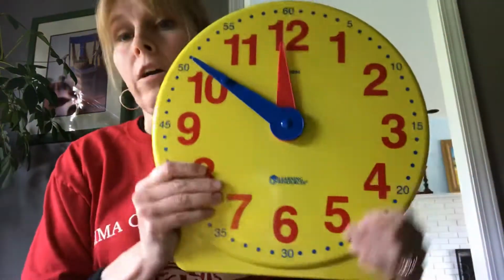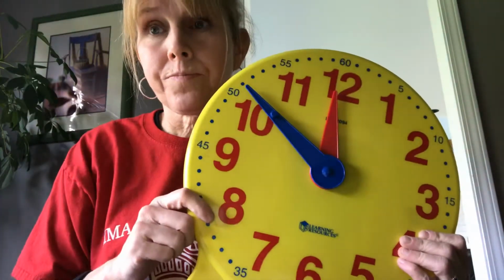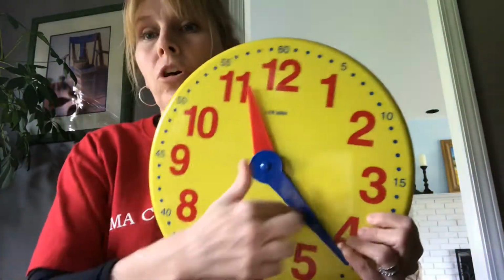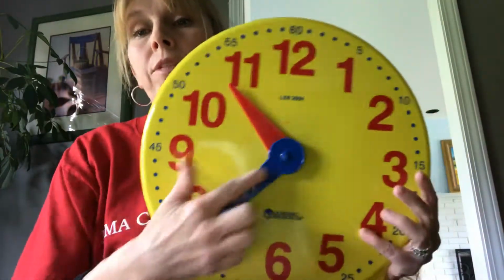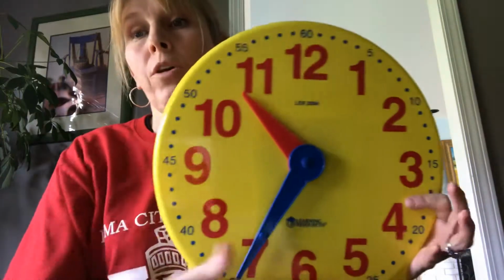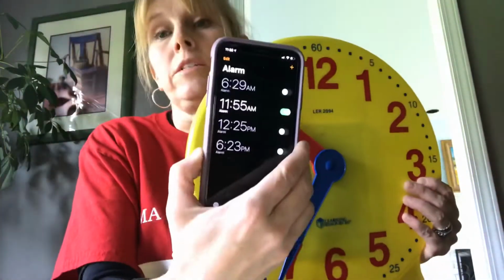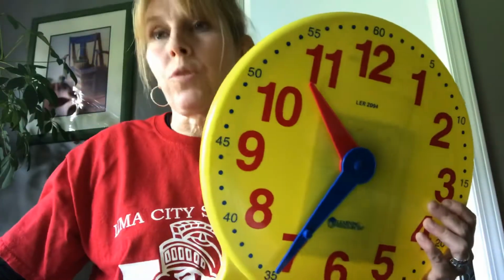This kind of clock is called an analog. Say analog. Yeah, an analog clock has the hands, there's two hands, and it has the numbers going around. So this is an analog clock, and then this is a digital clock. We have both in our houses.